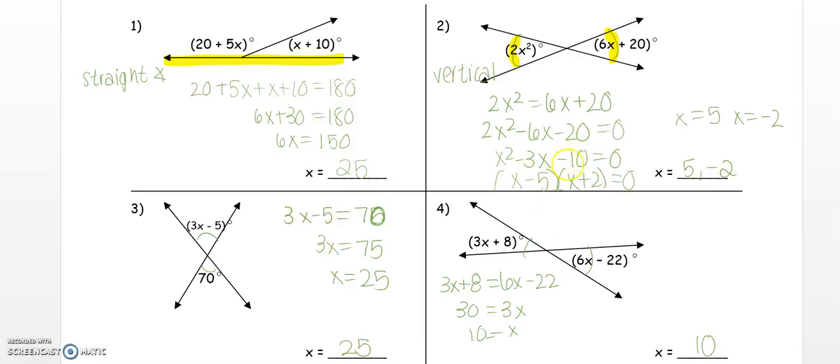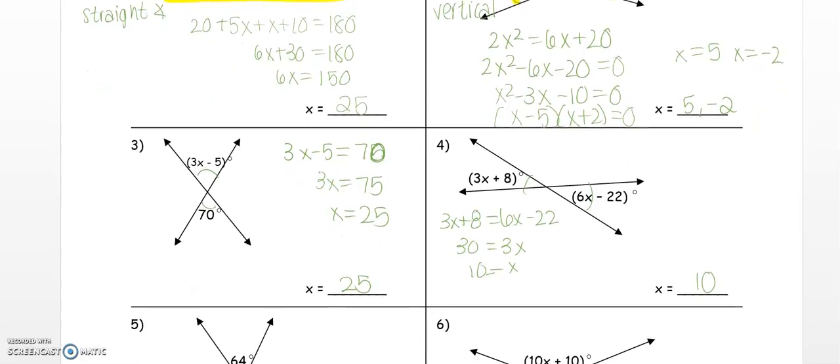From there, we're finding the 2 numbers that multiply to negative 10 and add to negative 3, which end up being negative 5 and positive 2, and then we set them both equal to 0. And then these other 2 are more simple algebraic, right? Getting x's on one side, numerical values on the other side.